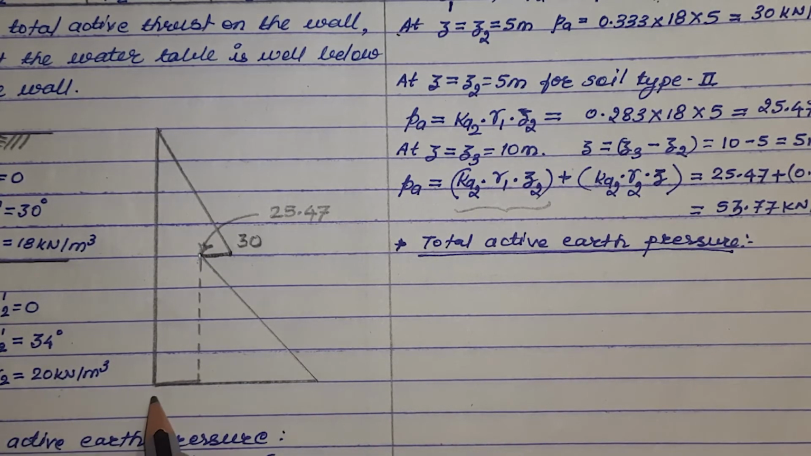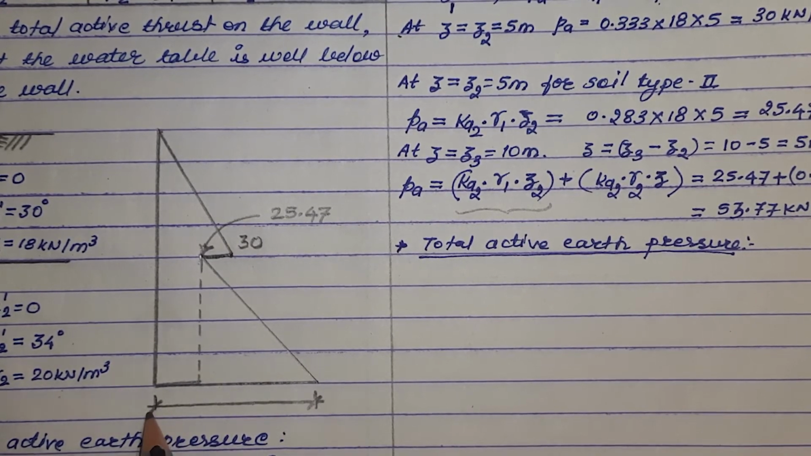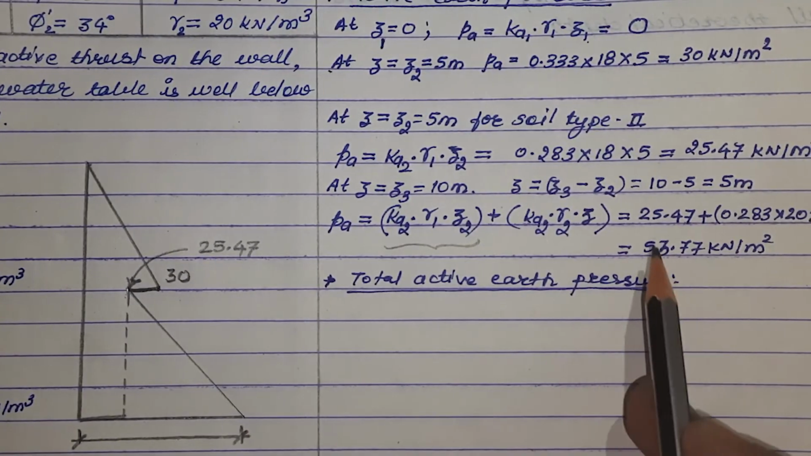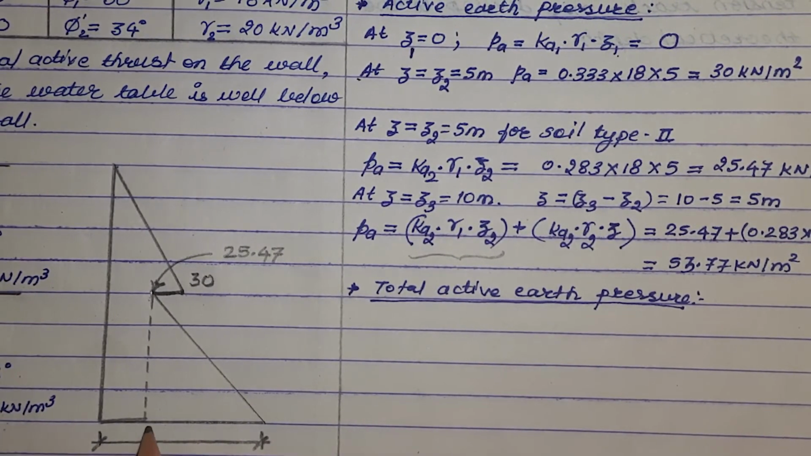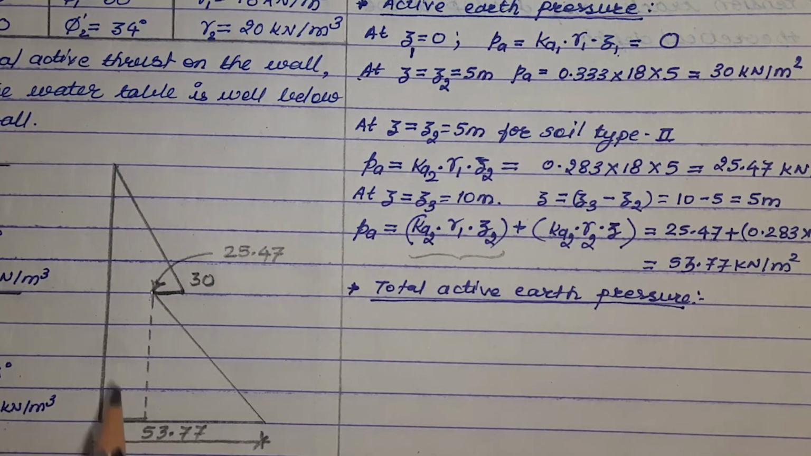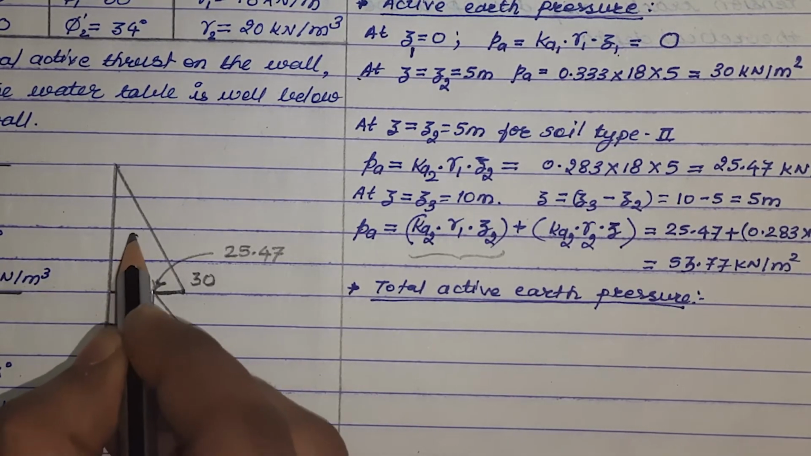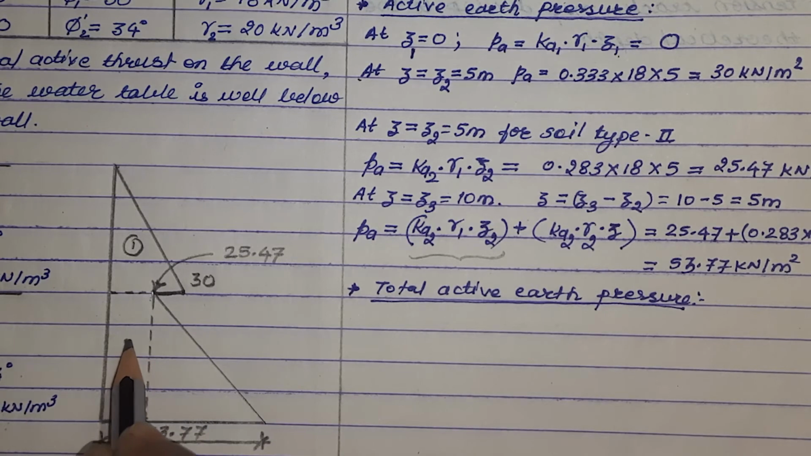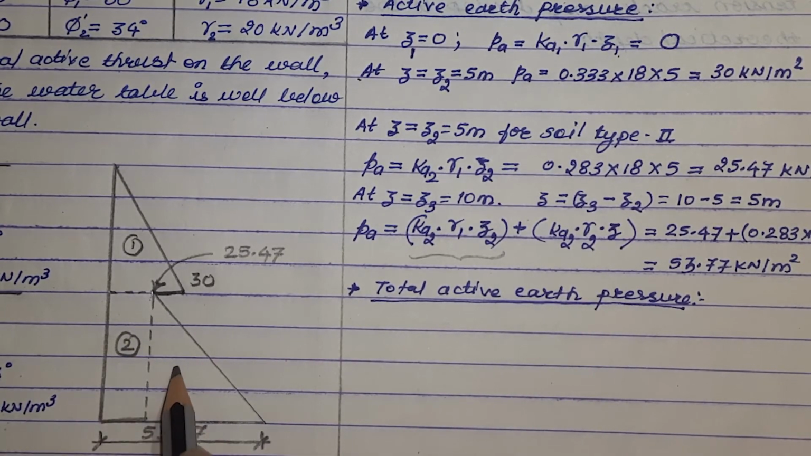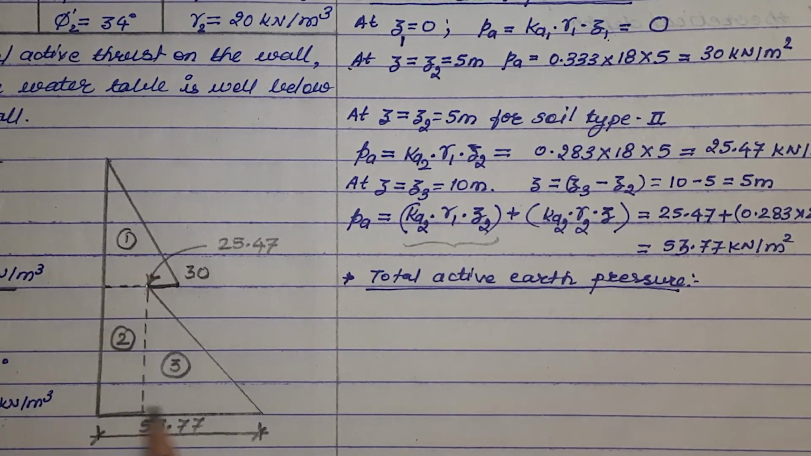Hence, at the base of the wall here, how much is the total pressure? This total pressure is 53.77. So this is our complete pressure diagram. Now it consists of three areas: area 1, which is a triangle, area 2, a rectangle, and area 3, a triangle. To find out the total active earth pressure, we have to add these three areas.